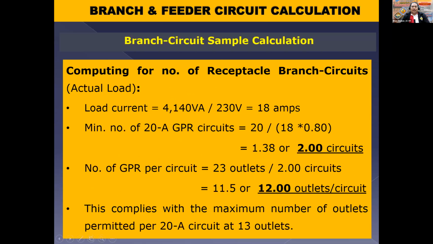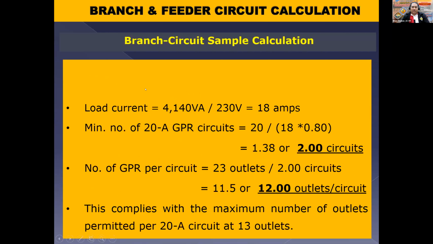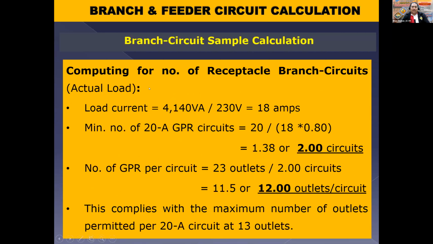So next, ito na, computing na for load current, no? For each circuit, no? So or circuits muna, how many circuits? Okay. So for the 4.1 demand at a system voltage of 230 volts, yung demand current natin is 18 amperes, no? So minimum number of circuits 20 amperes. So it's 1.38, no? Kasi may ilagay tayong 0.8 pero pwede namang walang 0.8, no? Just in case lang gusto ka ng allowance. So pwedeng one or two circuits actually, no?